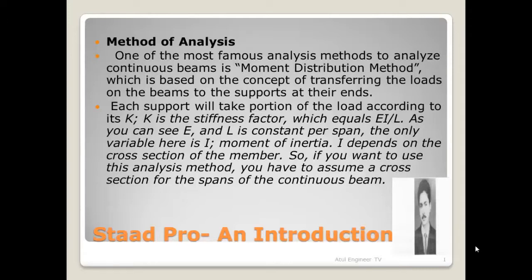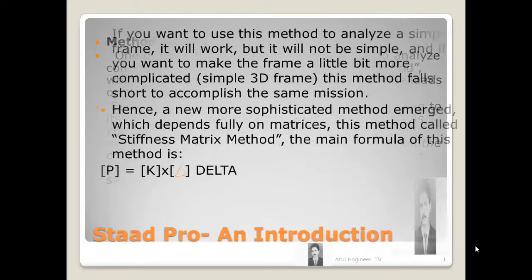K is the stiffness factor, which equals I divided by L, as you can see, and L is constant per span. The only variable here is I, the moment of inertia. I depends on the cross-section of the member. So, if you want to use this analysis method, you have to assume a cross-section for the spans of the continuous beam. More information on this method may be sought from the textbook Structural Analysis by author Aslam Kassimali.